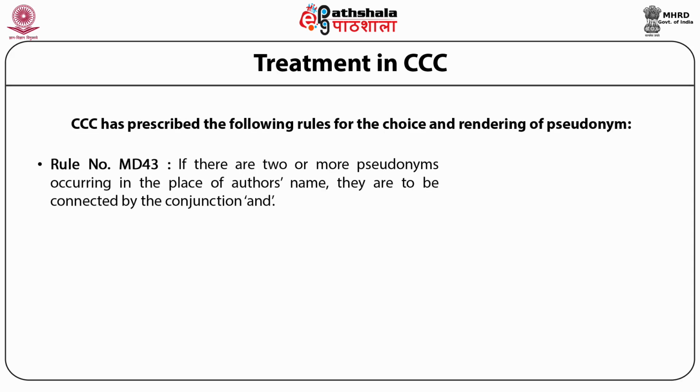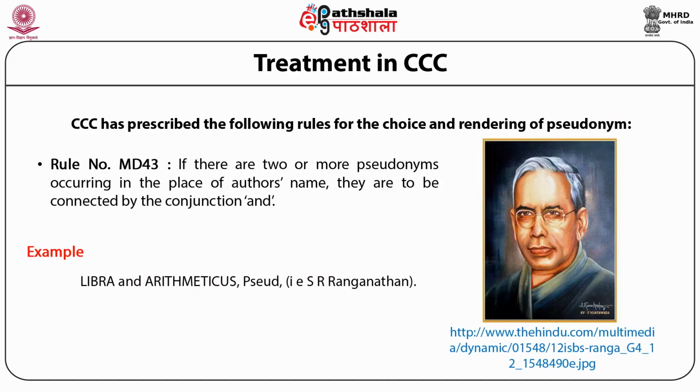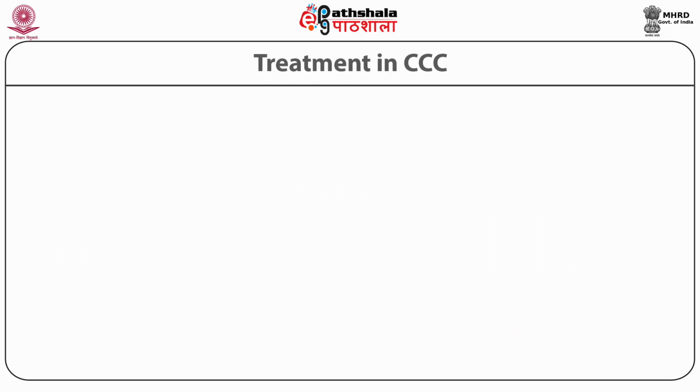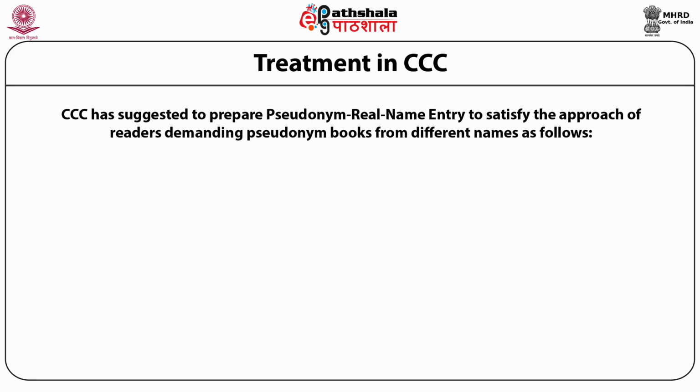Rule number MD43. If there are two or more pseudonyms occurring in the place of author's name, they are to be connected by the conjunction and. Example, Libra and Arithmeticus, Sood, underline, within circular bracket, i.e. S.R. Ranganathan. CCC has suggested to prepare pseudonym real name entry to satisfy the approach of readers demanding pseudonymous books from different names as follows.